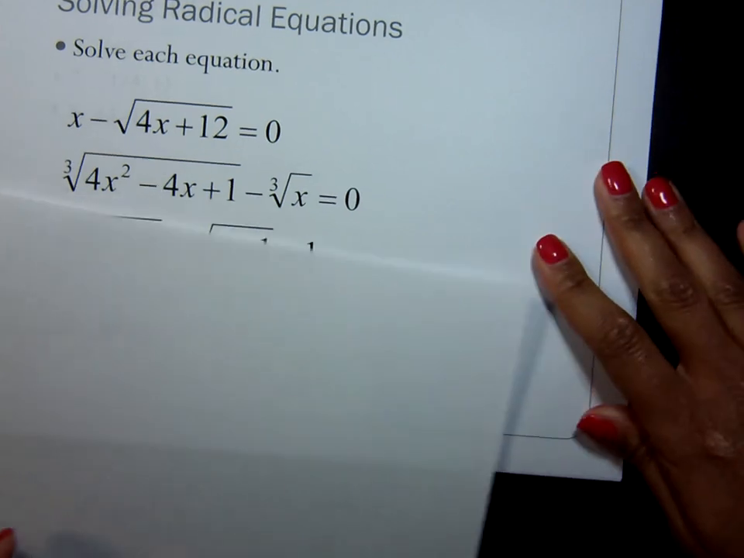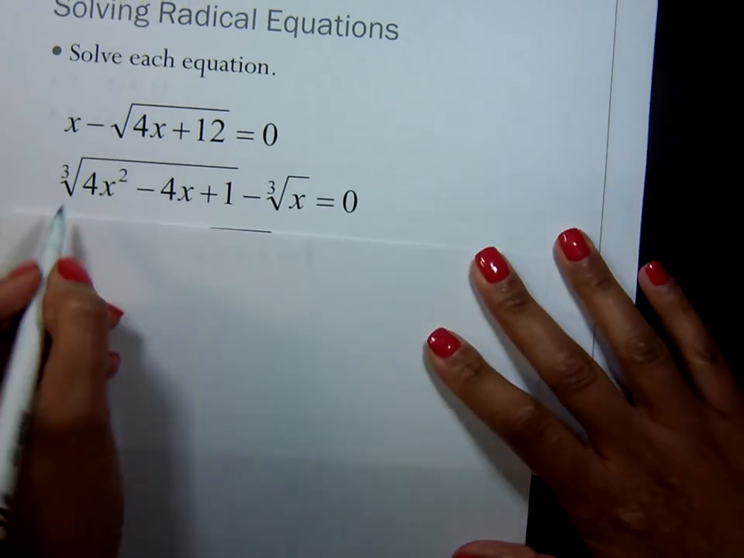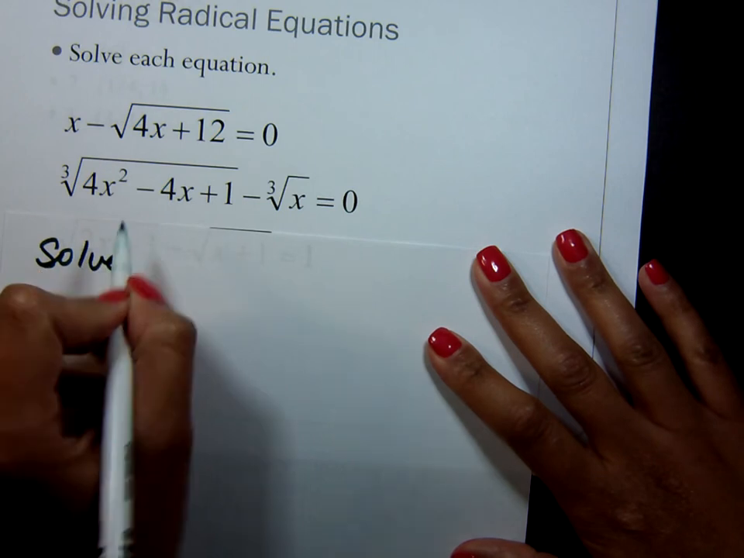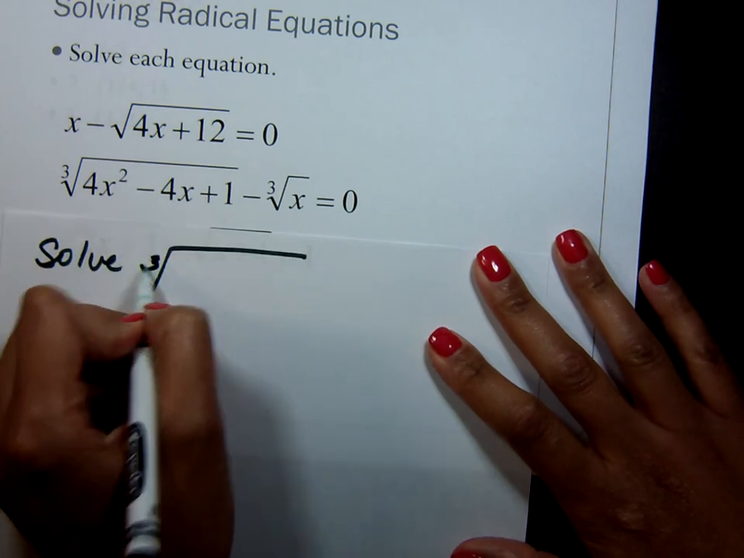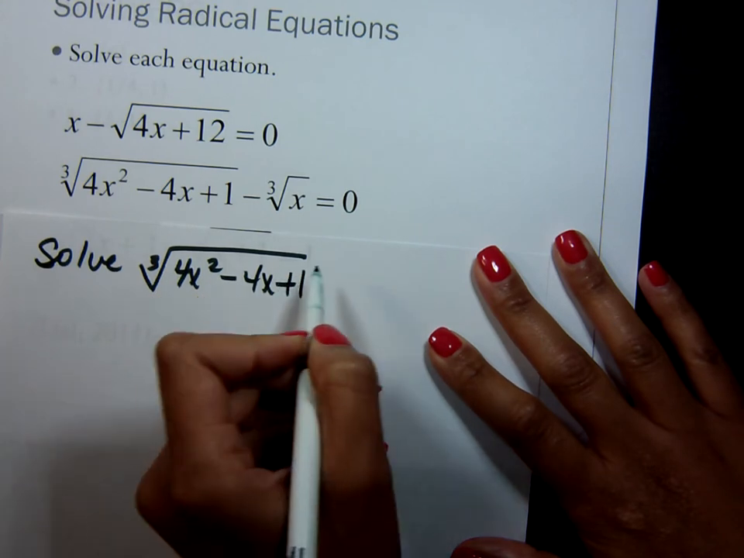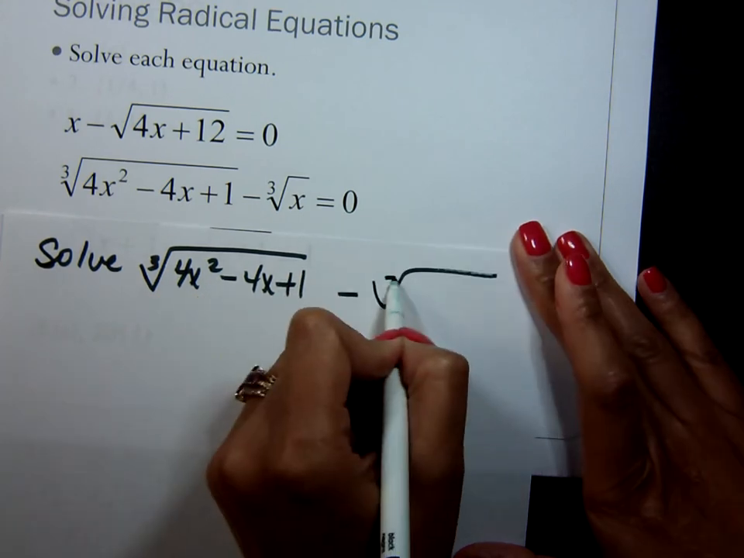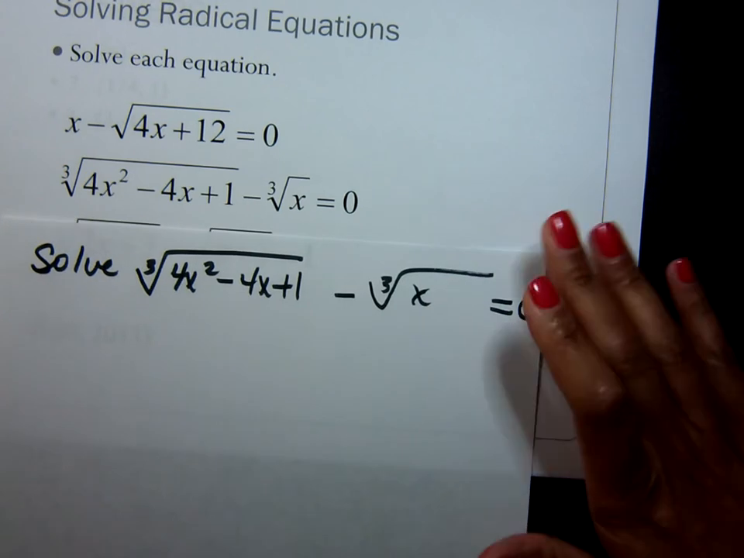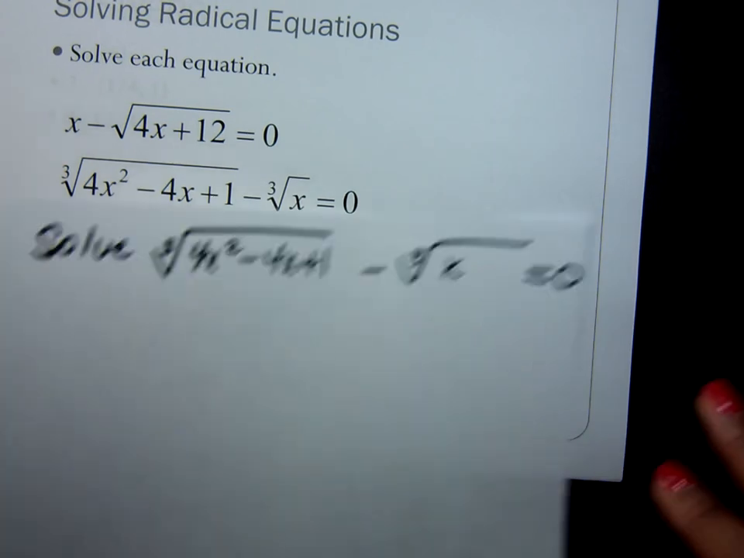The second equation we're going to solve is the cube root of 4x squared minus 4x plus 1 minus the cube root of x is equal to 0. This will be our second equation.